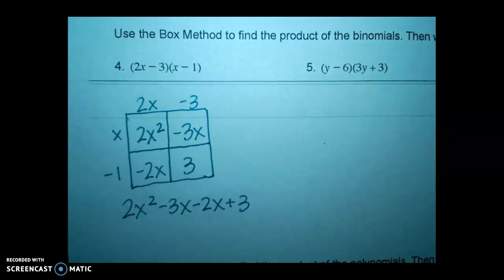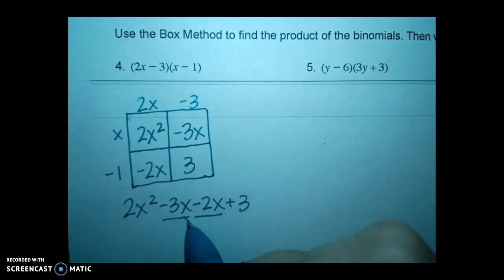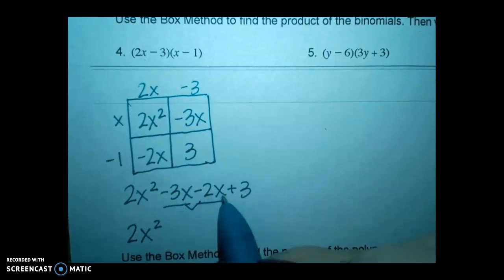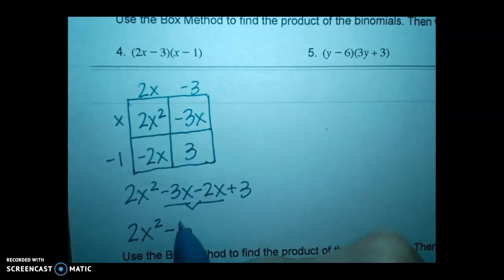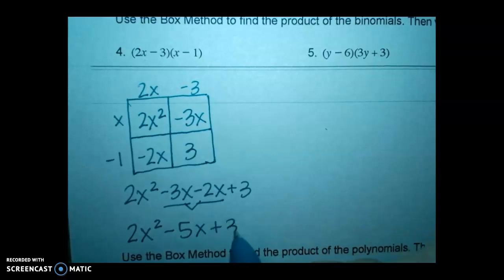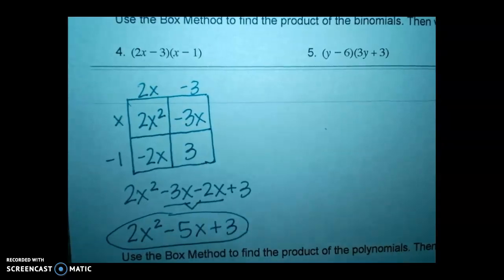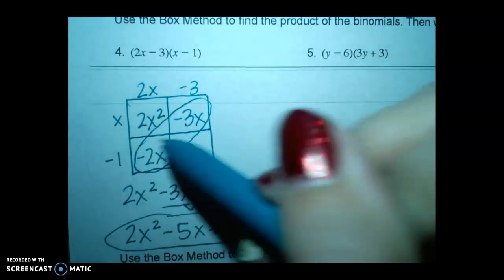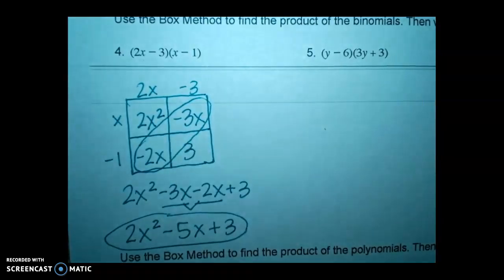And you would be finished, except I see a couple of like terms here that we can go ahead and combine. So your final answer would be 2x squared minus 3x minus 2x is minus 5x plus 3. And just as a little tip, diagonally you can look in your box and see some like terms, usually diagonally just like that.